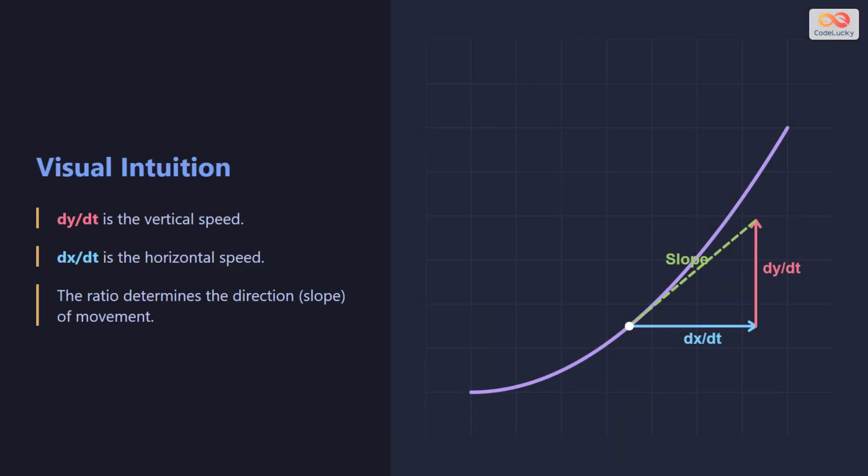Let's visualize what this means. Imagine a particle moving along this purple curve. The velocity of the particle has a horizontal part, dx/dt, shown in blue, and a vertical part, dy/dt, shown in red. The actual direction the particle is moving, which is the slope of the curve, is the ratio of these two speeds. The vertical change over the horizontal change gives us the slope.